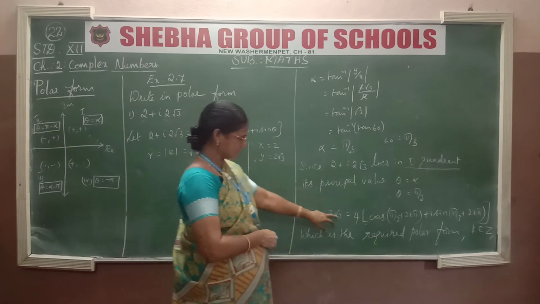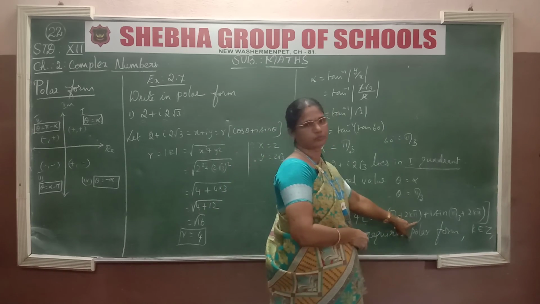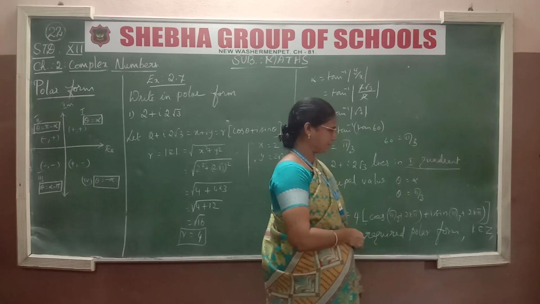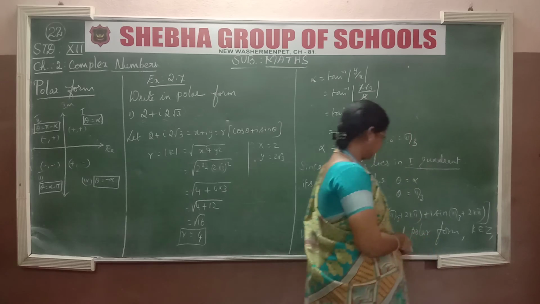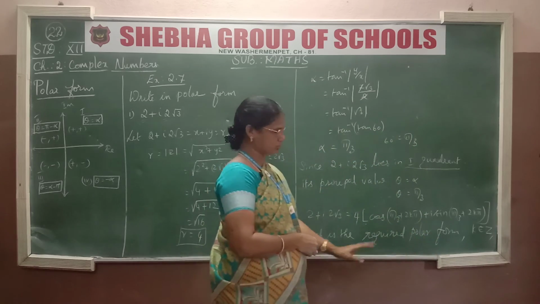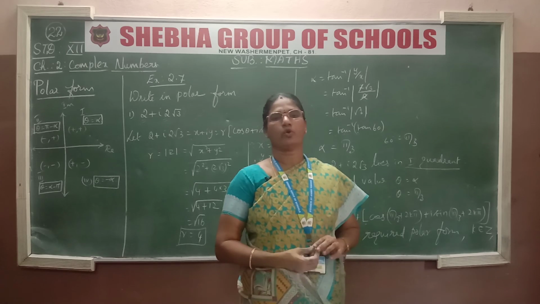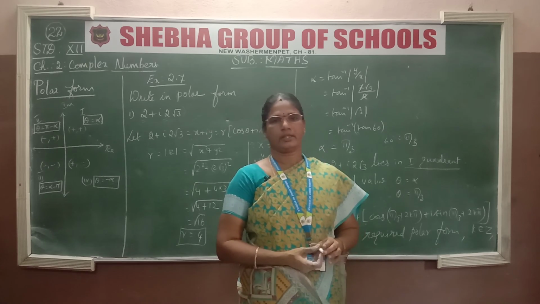Polar form is r into cos of theta plus 2k pi. What is theta? Pi by 3 plus 2k pi, and the sin of pi by 3 plus 2k pi, where k belongs to the integers. This is our required polar form. Understood this? I hope you all understood today's class, and do the homework and revise the example sums also. Okay, thank you.